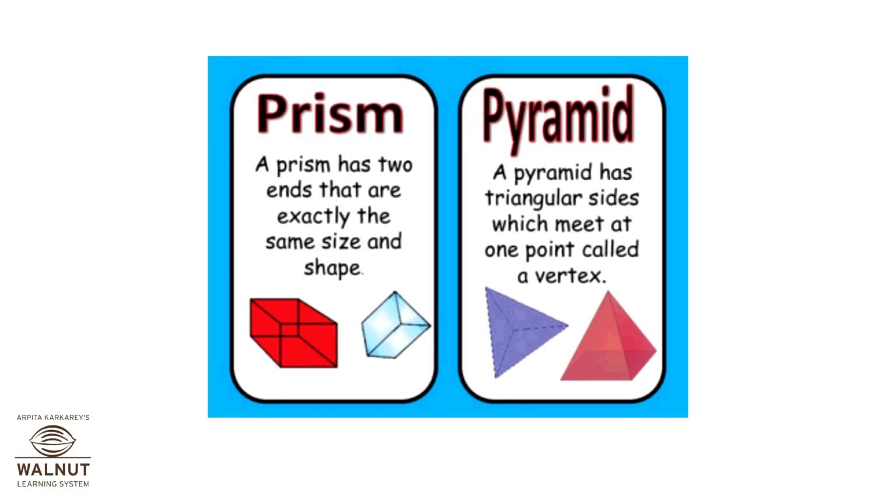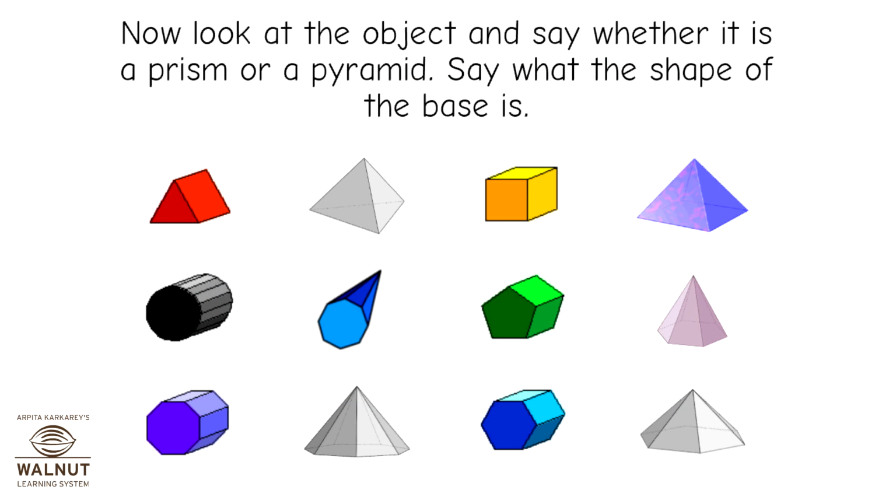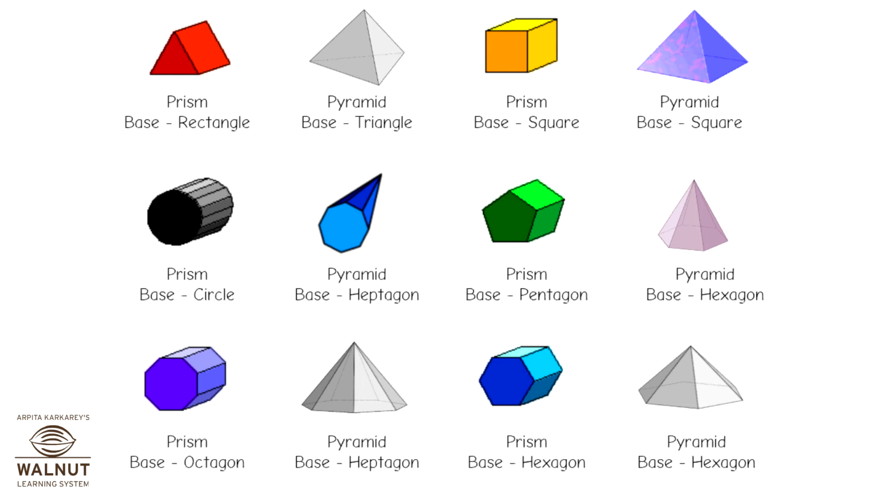A prism has two ends that are exactly the same size and shape. A pyramid has triangular sides which meet at one point called a vertex. Now, look at the object and say whether it is a prism or a pyramid. Say what the shape of the base is. The first one is a prism and the base is a rectangle. The second one is a pyramid and the base is a triangle. The third one is a prism and the base is a square. The fourth one is a pyramid and the base is a square.